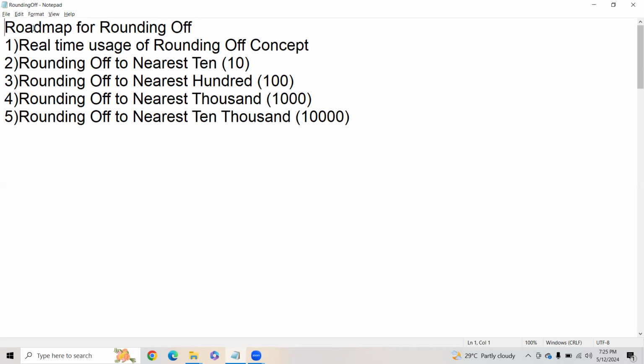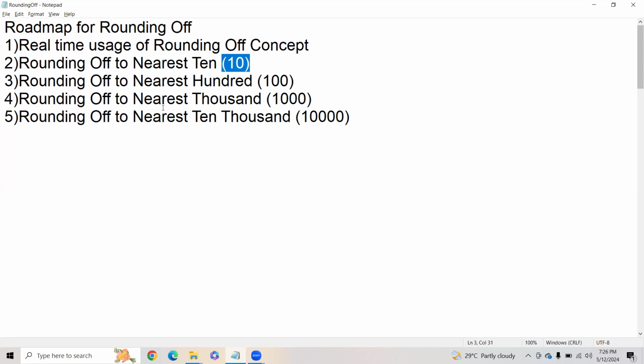So this is the roadmap for learning the rounding off topic. First of all, we'll see the real-time usage of rounding off, like where we use it in our day-to-day life. Then we will learn rounding off to the nearest 10, then to the nearest 100, nearest 1000, and nearest 10,000. We are going to see a simple method which will be helpful for all the rounding off. Once we learn the method for 10, it will be almost similar for 100, 1000, 10,000, or even if you go for lakh or million.